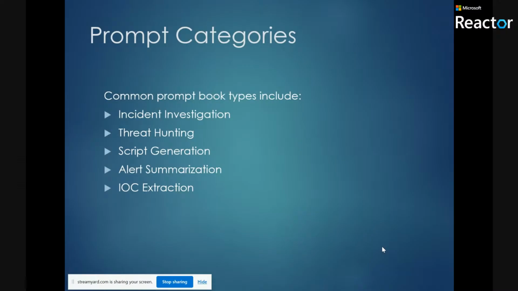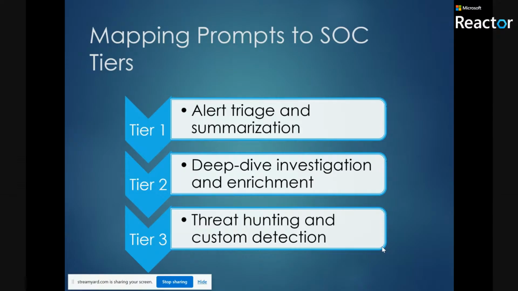So that's about the categories. And the next thing, as I've been talking about a lot, is who should use what. Alert summarization and triaging can be tier one. Deep dive, which is more of threat hunting or advanced hunting, is basically tier two. Tier three is, let's say you already have this detection and coverage and you want to do some threat hunting, that's a tier three one, right?